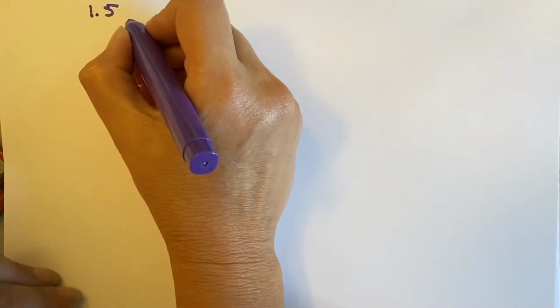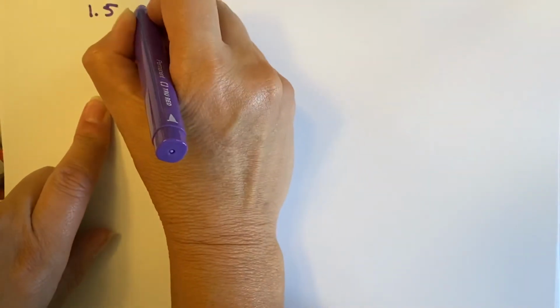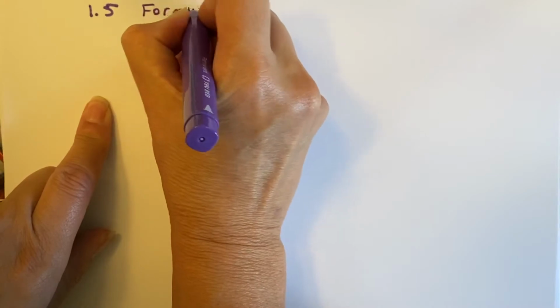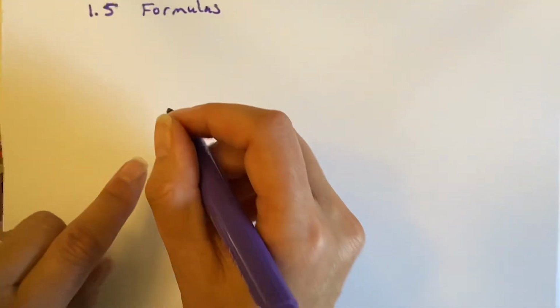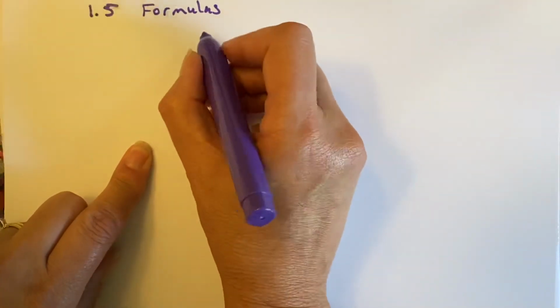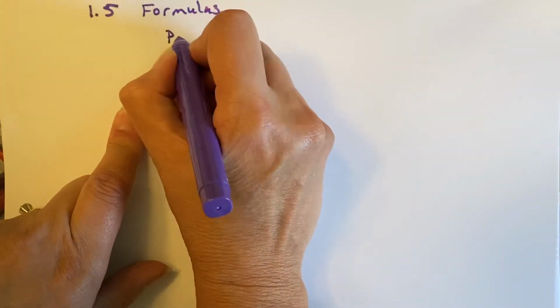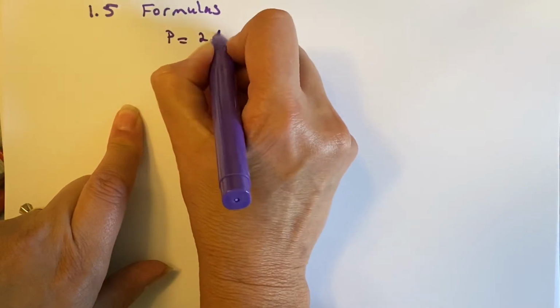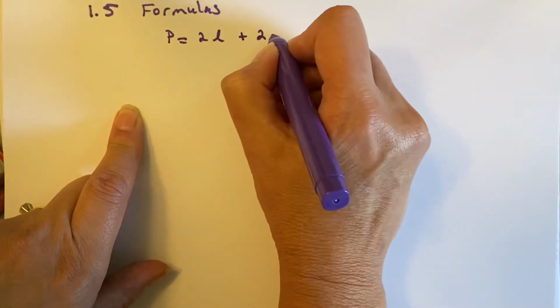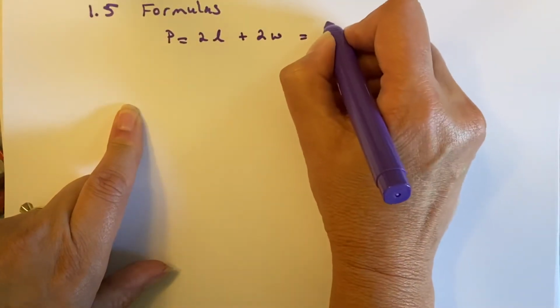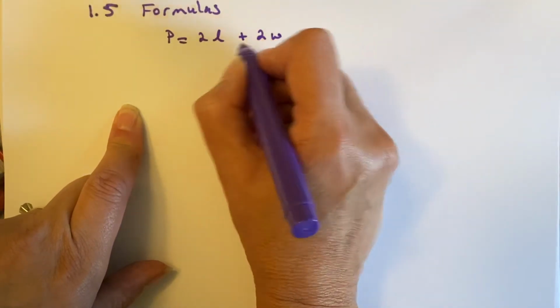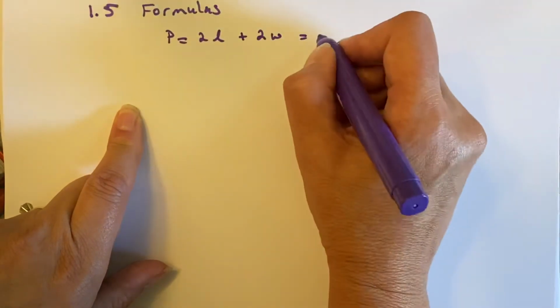Finishing 1.5, I'm going to talk a little bit about formulas, because often there's a formula that governs the kind of problem that you're doing. So for example, in the last problem that we did, with the short blocks and the long blocks, the formula that would have worked is perimeter. Perimeter is 2 times length plus 2 times width. So we were talking, and the width was the short blocks and the length was the long blocks.